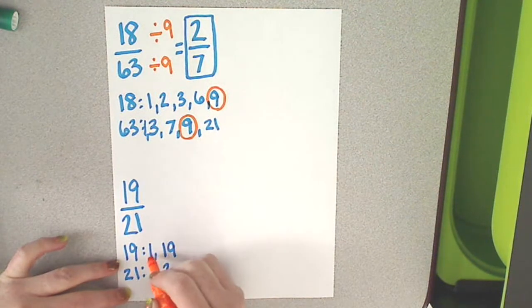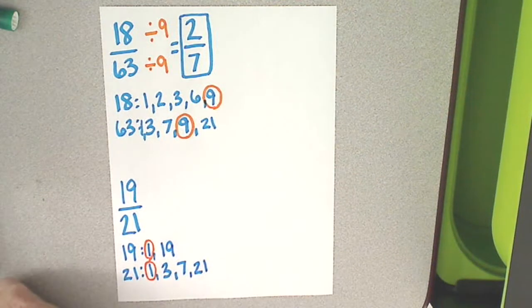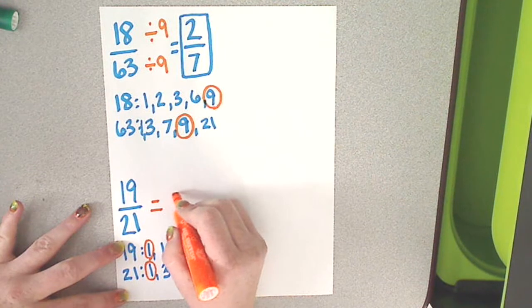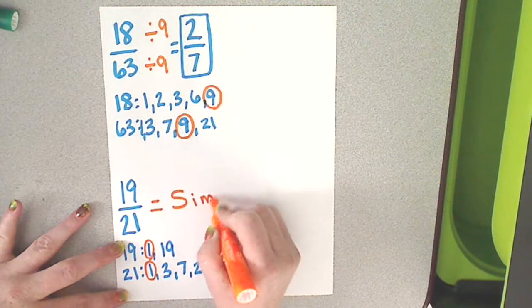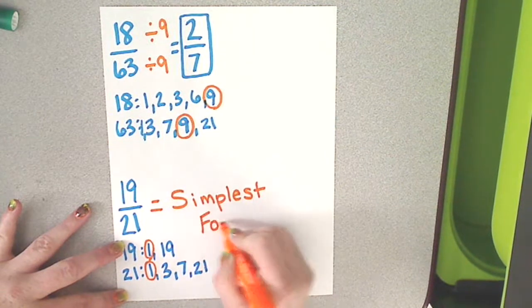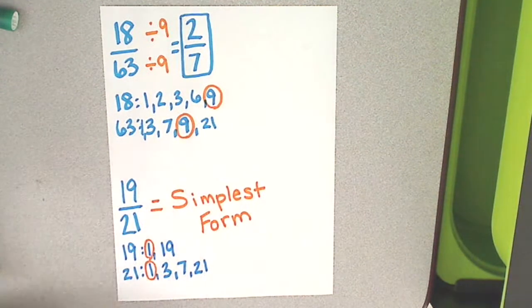But wait, what do you do when the 1 is the biggest common or the greatest common factor that they have? That simply means that your fraction is already in its simplest form. If there is not a factor greater than 1 that you can divide the numerator and the denominator by, then it is in its simplest form.